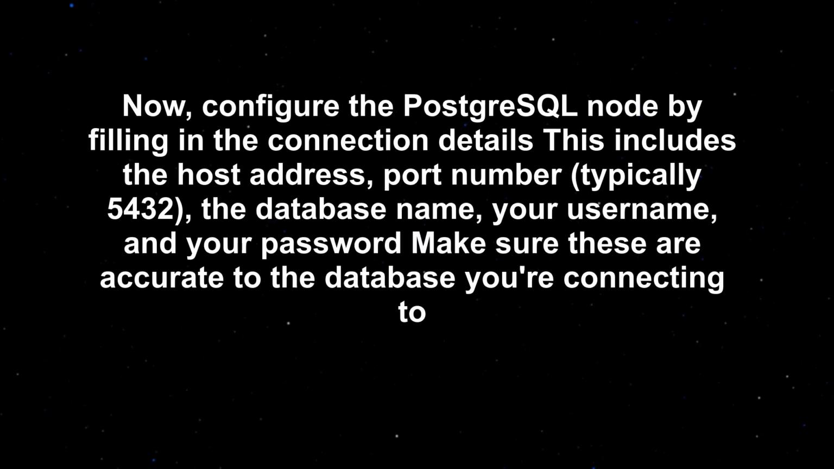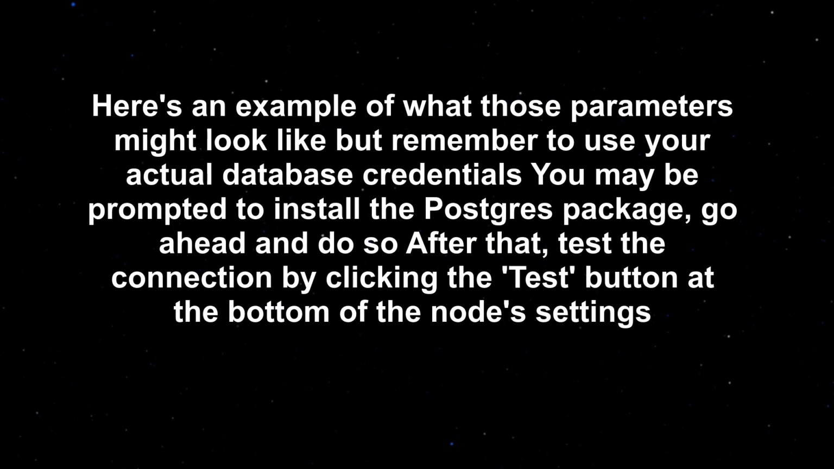Now, configure the PostgreSQL node by filling in the connection details. This includes the host address, port number, typically 5432, the database name, your username, and your password. Make sure these are accurate to the database you're connecting to. Here's an example of what those parameters might look like, but remember to use your actual database credentials.